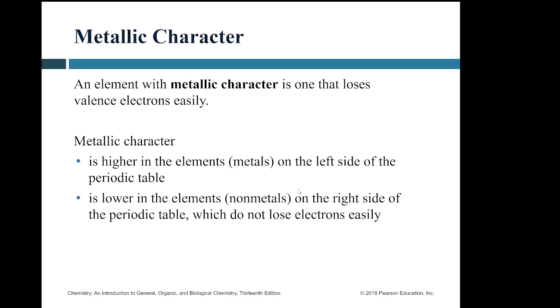So an element with metallic character, again, is going to be one that loses valence electrons easily. Metallic character is going to be higher in the elements, metals, on the left side of the periodic table. It's going to be lower in the elements that are nonmetals on the right side of the periodic table, specifically top right nonmetals, bottom left metals, right?